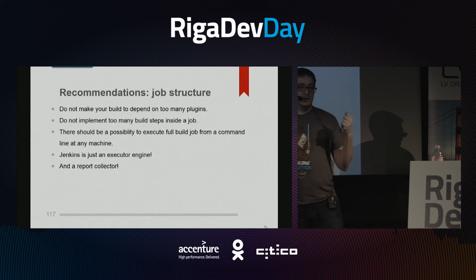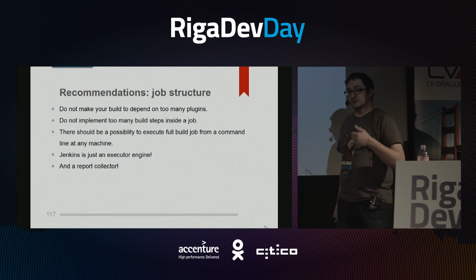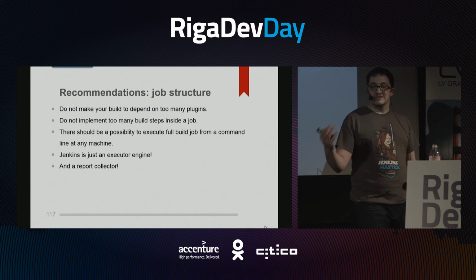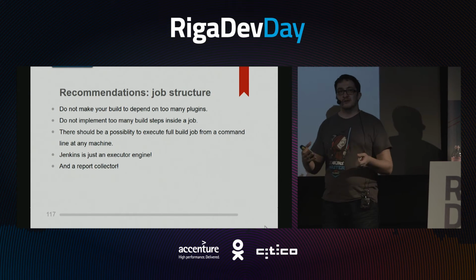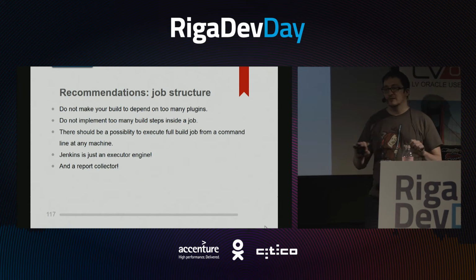Because in this way, you should always have the possibility to actually execute the same things you execute on Jenkins from your local machine, from any other machine. Jenkins is basically just an executor engine. You should not depend on that too much. It should be just an executor engine and reporting engine. That's it.